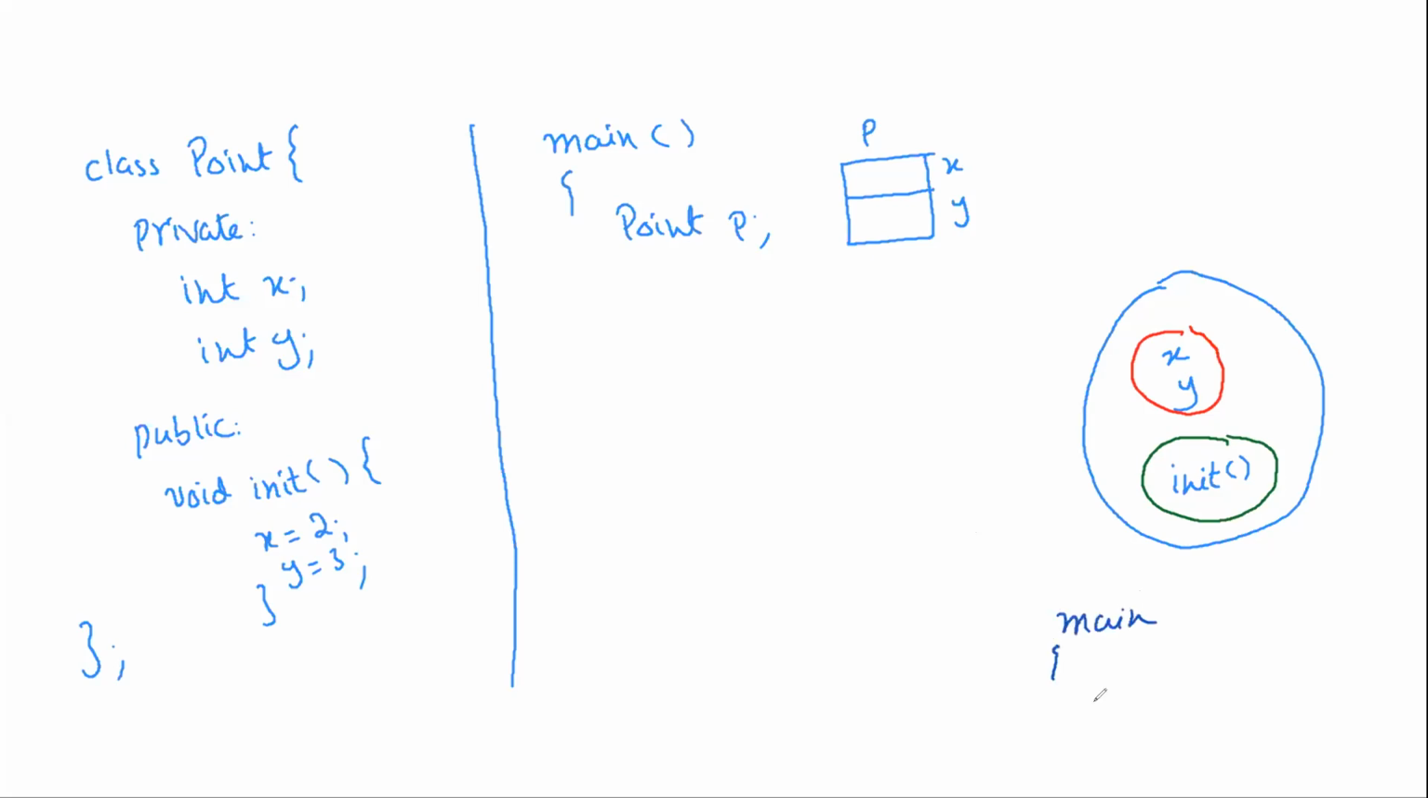Okay, this is our main. So as I told you, main cannot access this red part, but main can access this green part. So what main can do, just like in case of a structure, if this was a structure, you will write p dot. After dot, you can write anything which is public. But in public we don't have any data, we have only function. So you can call this function like this.